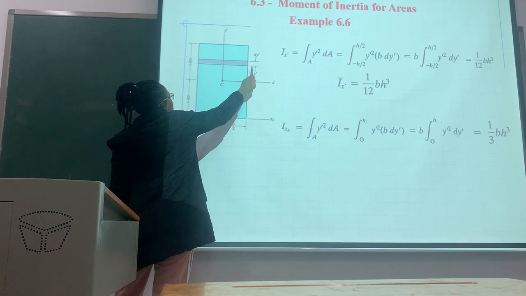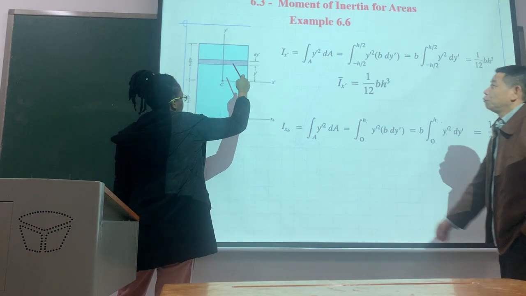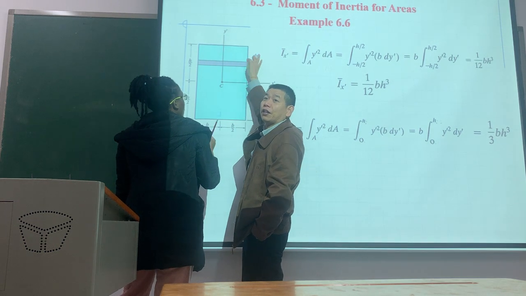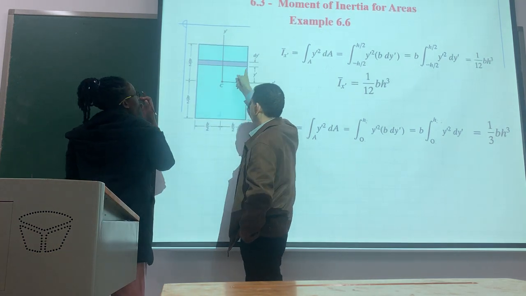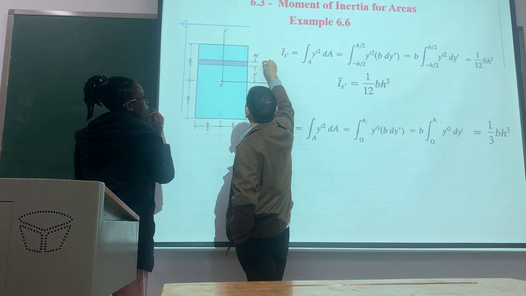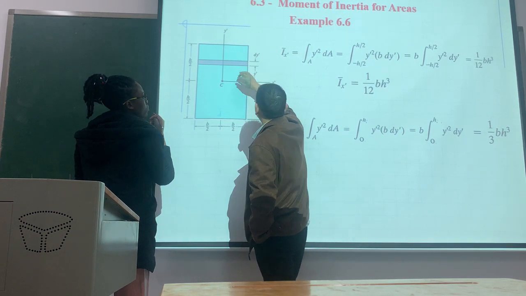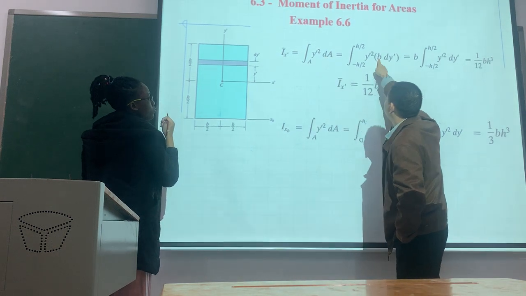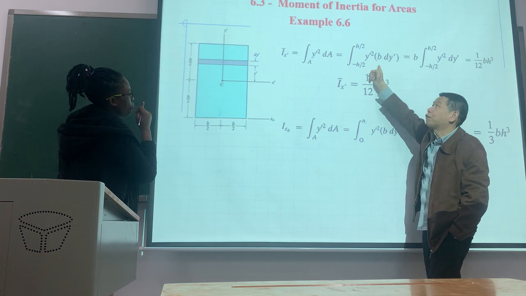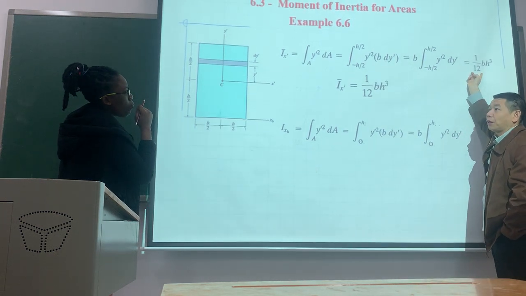You said this is dy prime. Yes. Then we get a small differential area. The width is b and the height is dy prime. So dA is b dy prime. Yes or no? From mathematics, we can get the result.